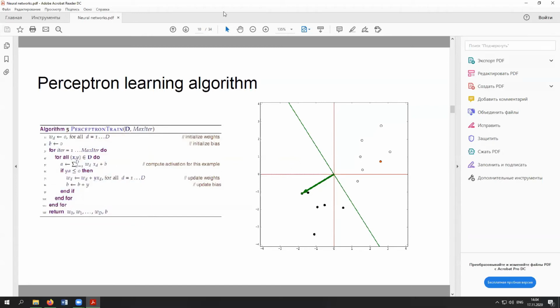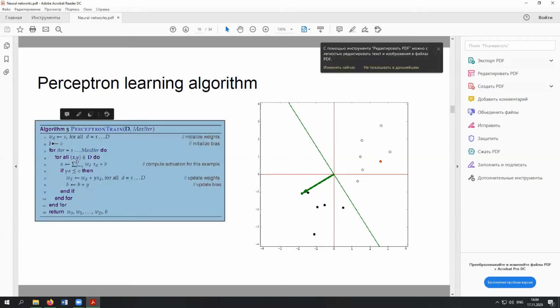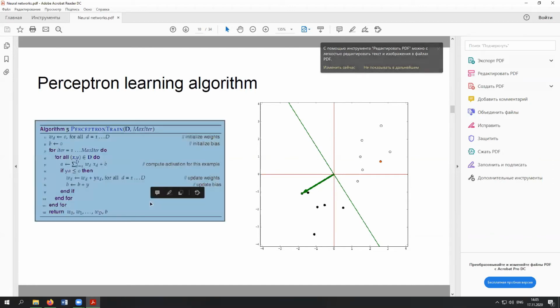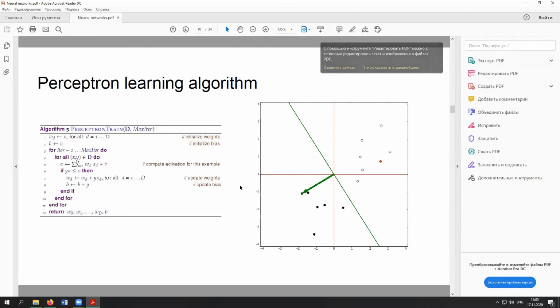What's the idea of the learning? First of all, we set all the weights to 0. I remind you that everything named W are the weights for the incoming X signals, and B is the constant. Then we should specify the number of iterations. The number of iterations depends on the amount of input data.